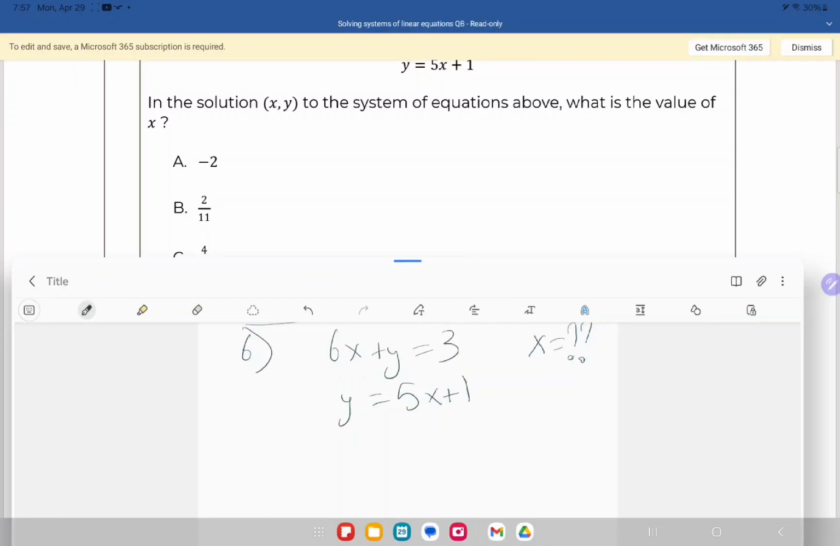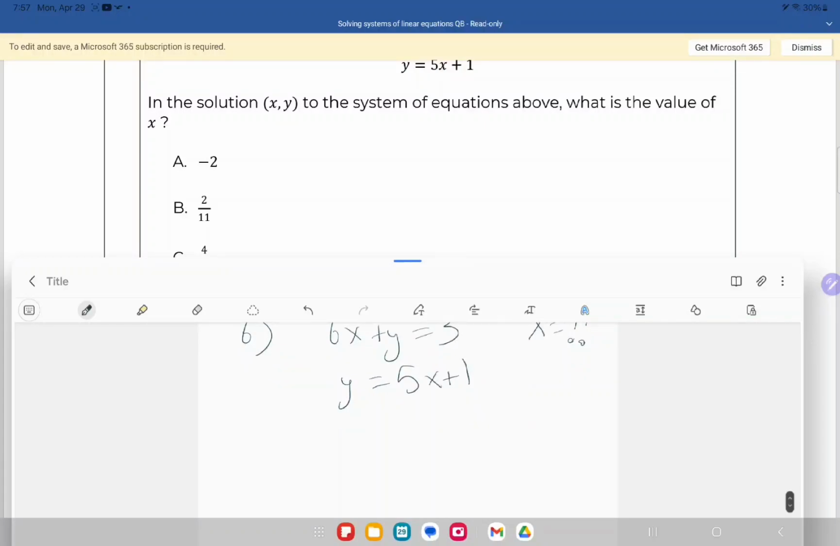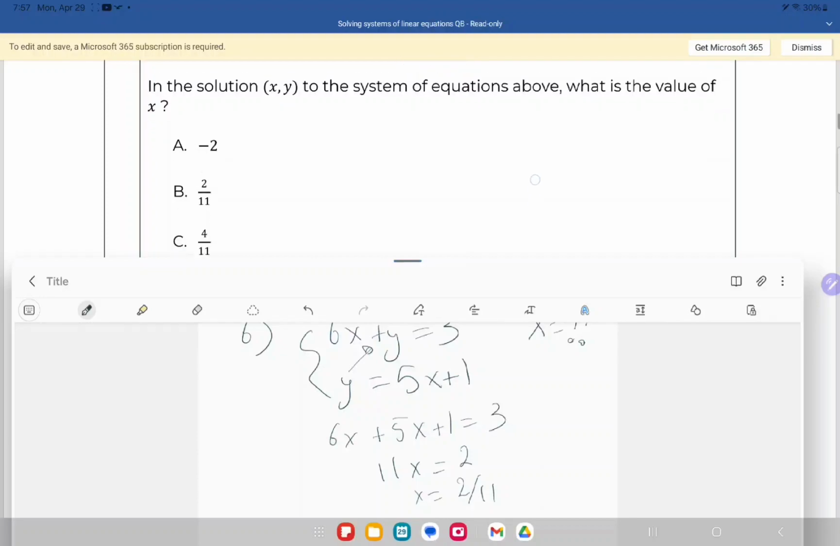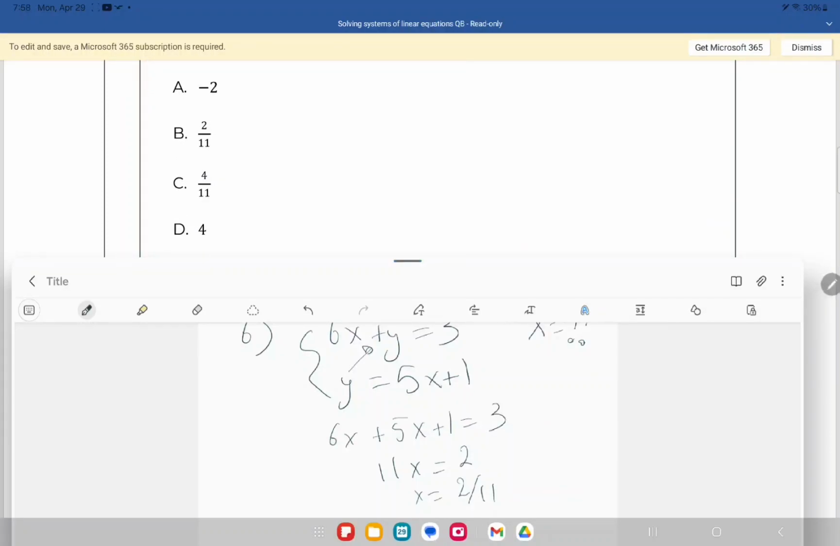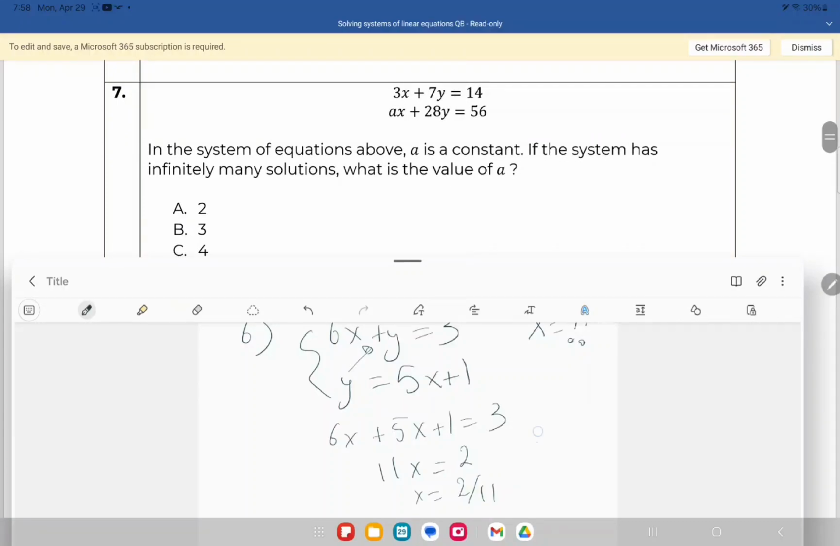over here, now substitution sounds easy. It looks easy. So I'm going to substitute y here. So 6x plus 5x plus 1 is equal to 3. 11x is equal to 2. x is equal to 2 over 11. Did I make a mistake over here? 2 over 11, yeah, which is B. Over here, it's B. Okay.